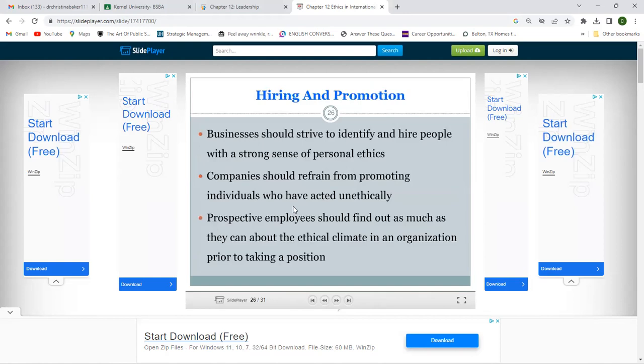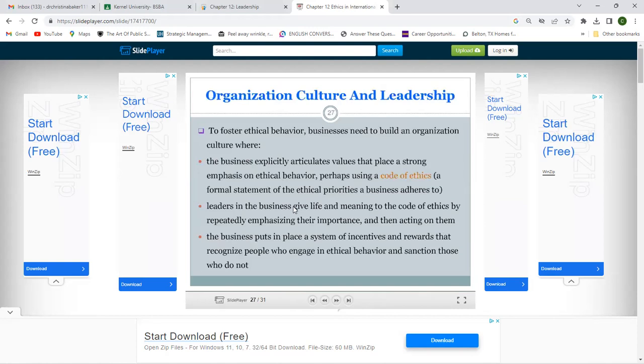Businesses should strive to identify and hire people with a strong sense of personal ethics. Companies should refrain from promoting individuals who have acted unethically. Prospective employees should find out as much as they can about the ethical climate in the organization prior to taking a position.